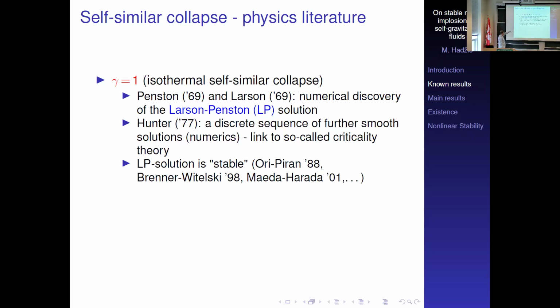And then further insight came in the 80s and 90s through the works of Ori, Piran, and other physicists, who suggested that this Larson-Penston collapse that we see up there should be stable, whatever that means. This lends credibility to the claim that one should think of it as a ground state in some family of solutions. So one of the questions is, can one actually construct these things?